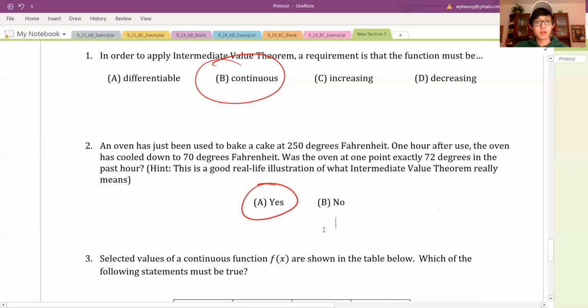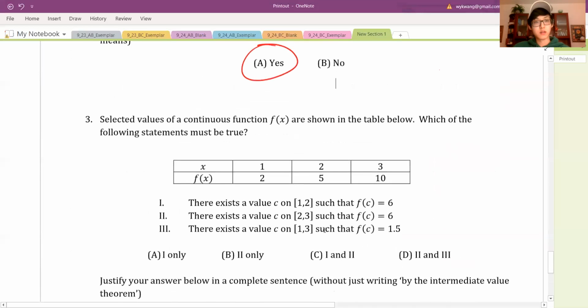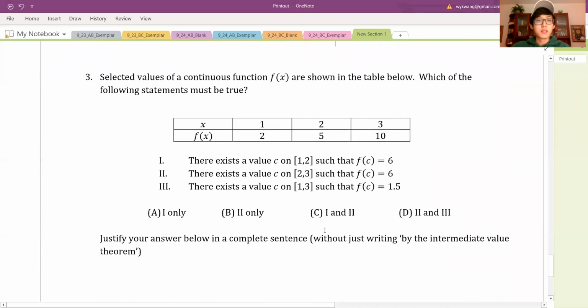Okay. Last 2 questions. Selected values of a continuous function are shown in the table below. Which of the following statements must be true? Okay, I think I had to stare at this for like 15 seconds just to understand what the heck I was looking at.